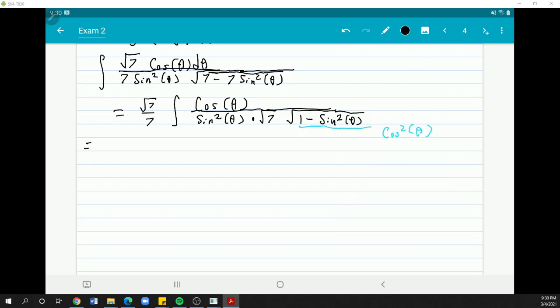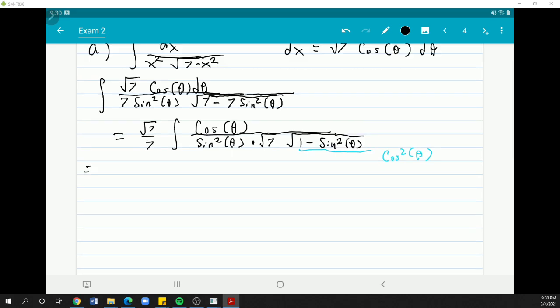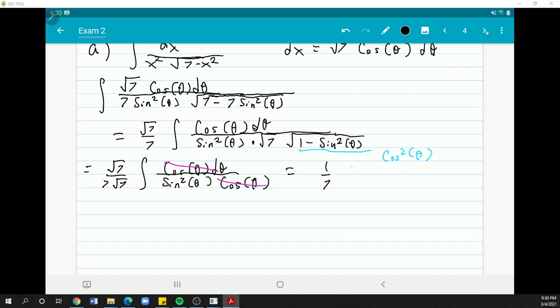So this becomes, I can pull the root 7 out in the denominator, integral cosine theta d theta, divided by sine squared of theta, and the square root, as we showed, of cosine squared just gives you a cosine theta. So those now cancel, and you're left with 1 over 7 integral d theta over sine squared of theta.